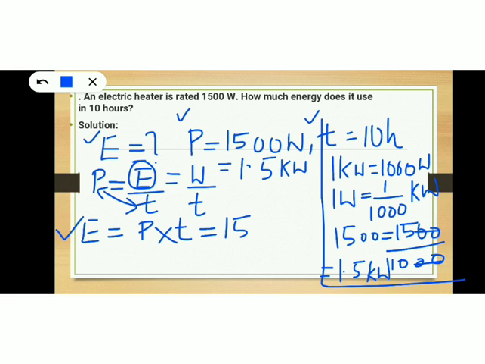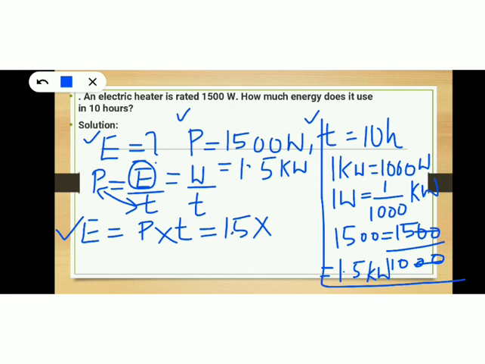Now we can calculate energy. Energy is equal to power into time, and power is 1.5 kilowatt into time. Time is given in the unit hours, so no need to convert hours to seconds. Even though second is the standard unit of time, here no need to convert hour to second. Why? Because here you are supposed to find out the electrical energy consumed by that electric heater, and the commercial unit of electrical energy is kilowatt hour. So we require our answer in kilowatt hour.